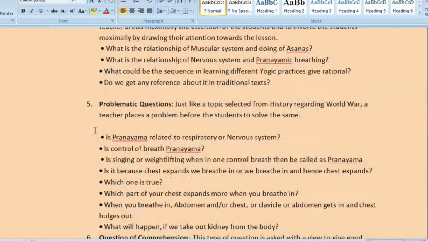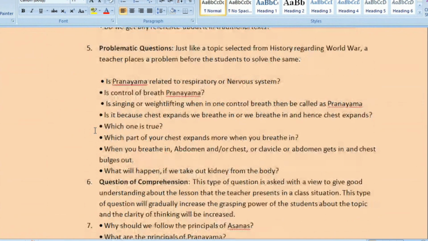Now, the fourth type of question, that is problematic question. Just like a topic selected from history regarding a world war, a teacher places a problem before the student to solve. Is pranayama related to respiratory or nervous system? Is control of breath pranayama? Is singing or weightlifting in one controlled breath then to be called pranayama?